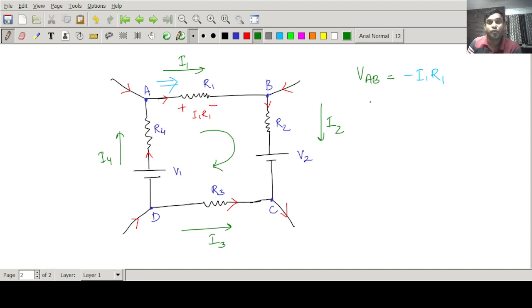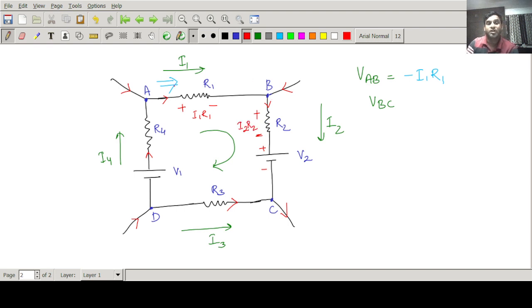Similarly, if we go to the branch BC, first we count which direction current is moving. In the branch BC, I2 amount of current is moving from top to bottom. When it moves from top to bottom, it enters the resistance. Entering is plus, leaving is minus. This is V2, the voltage source. We know this is the positive end of the battery and this is the negative end. Now this current I2 is flowing through R2, so the voltage drop I get here is I2 into R2.